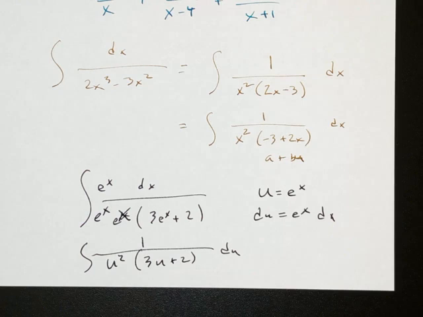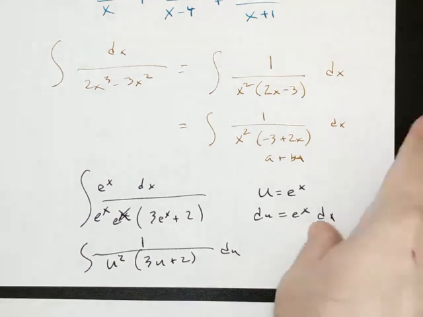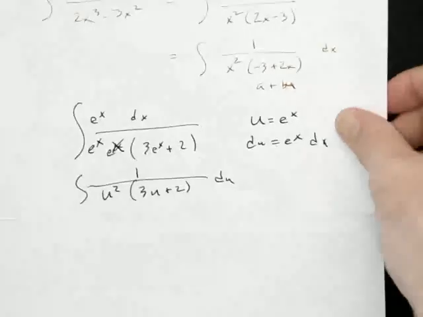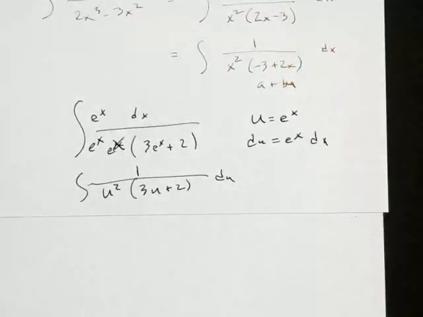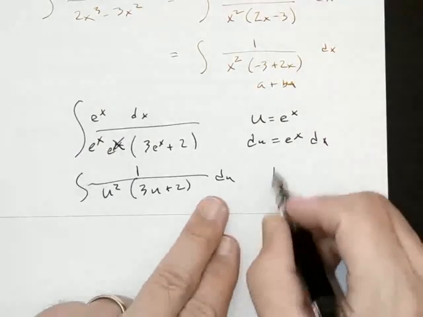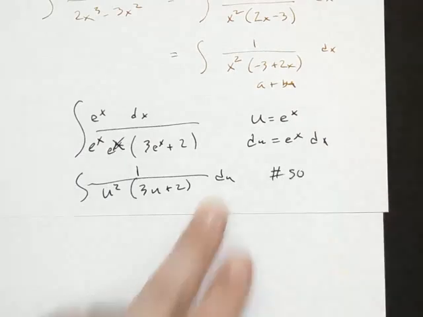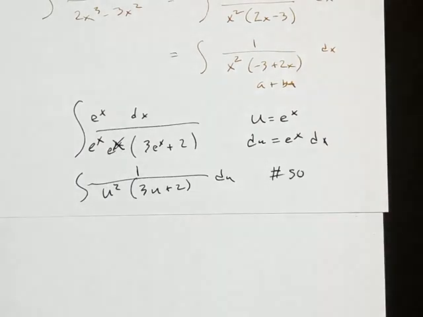I solved the integral using that thing, and I got my answer eventually: minus 1 over 2 e to the x plus 3 over 4 natural log of 2 plus 3 e to the x divided by e to the x, plus constant. Great. So I'm going to assume that's the right answer.